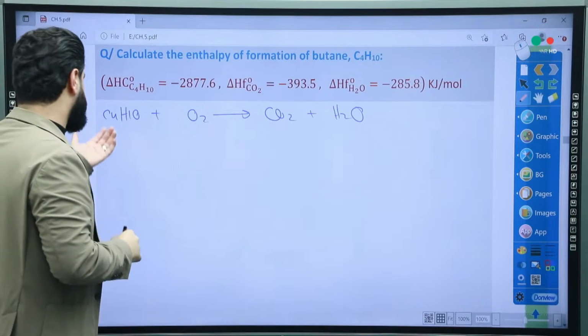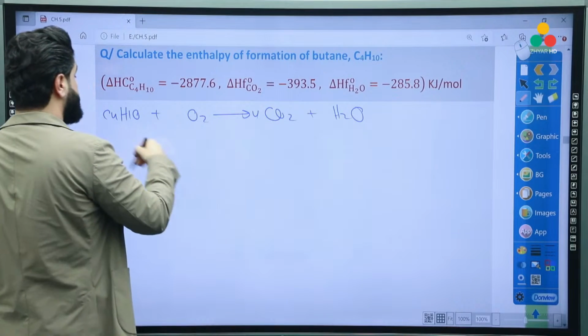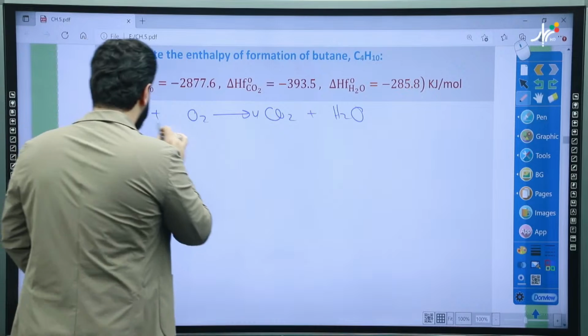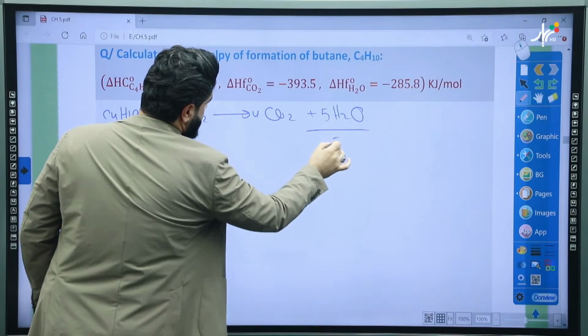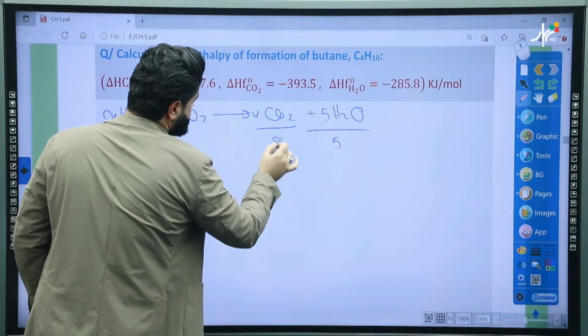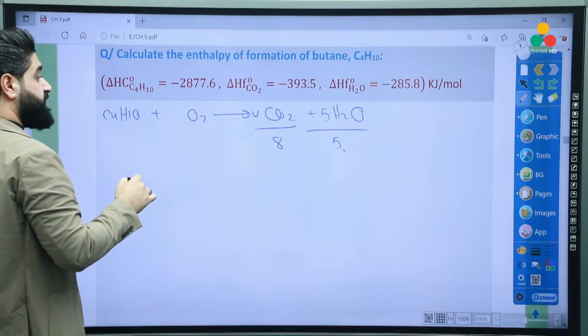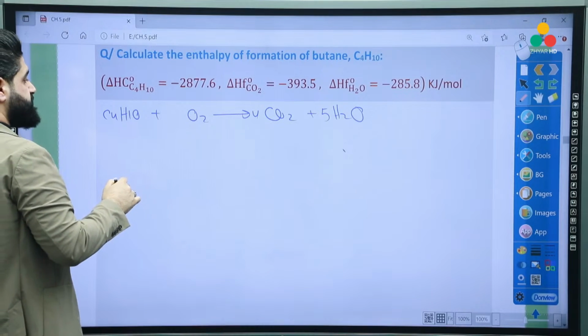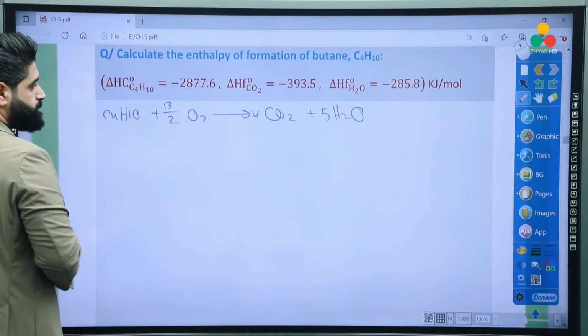So first step, balance carbon: 4 carbons, so 1 carbon times 4. Then hydrogen: we have 10, so 2 times 5. Then oxygen: the products contain 8 plus 5, which is 13 oxygens in total. And here we have O2, so it will be 13 over 2.